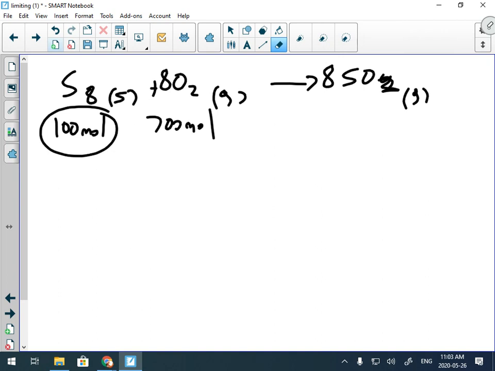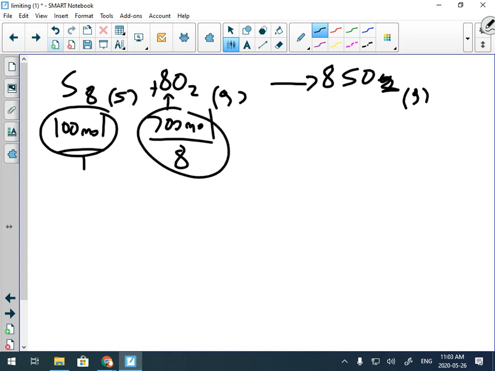Or, if you don't like that way, you divide by the coefficient. Divide the oxygen by 8, because it's balanced for 8, and divide the sulfur by 1. If we're just figuring out the limiting and the excess, 7 divided by 8 is going to be a decimal, right? And 100 divided by 1. But if you want me to do the math, I will. So 700 divided by 8 gives me 87.5. The other is 100 divided by 1. That's a bigger number, so oxygen is the limiting reagent.